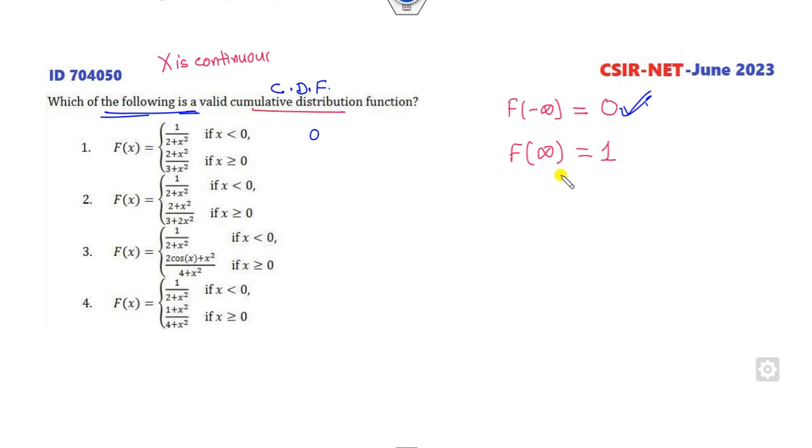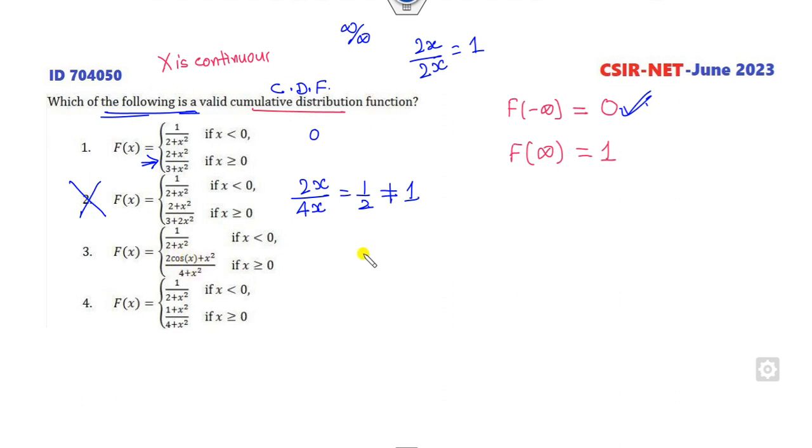Now look at the second property, F of infinity. It's of the infinity by infinity form, so if you take the derivative by L'Hopital's rule, it's 1. So this may or may not be satisfied, because if this is satisfied we can't say it's a CDF. Our target is to discard the options. Look at the second one. If you take the derivative, this is 1/2, which is not equal to 1. So this can never be a CDF.